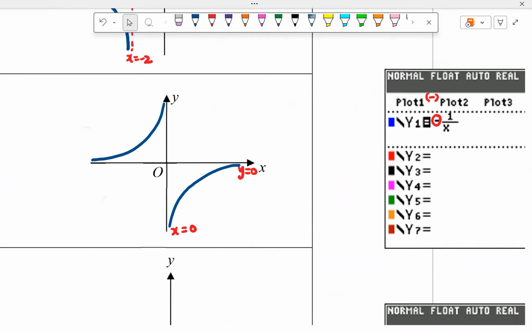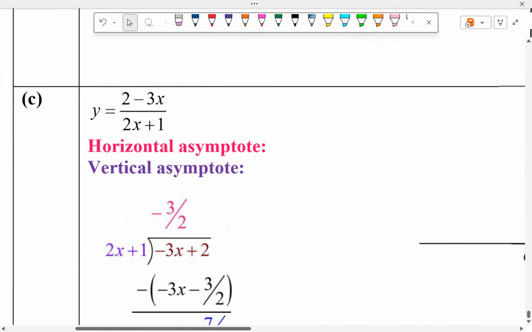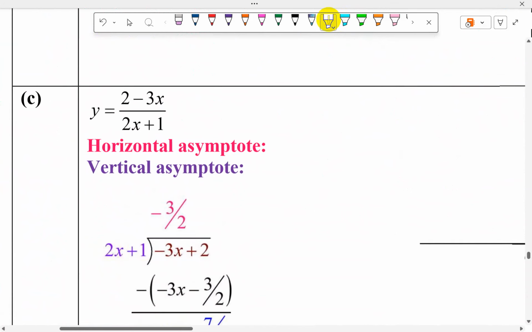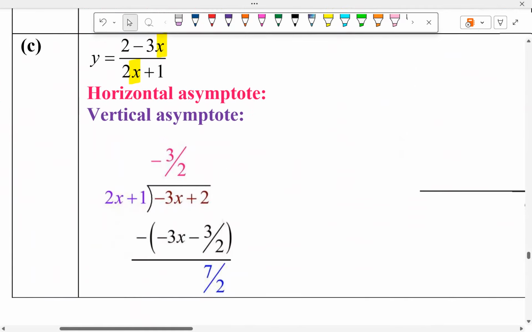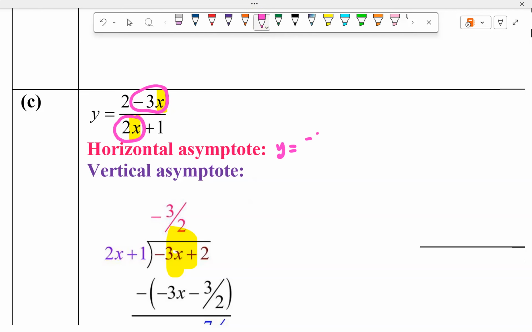Then let's take a look at the third graph. Like I said earlier on, this is improper because there's an x term in the numerator as well as the denominator. So you can either do a long division, which is shown here for you, or you can just use the shortcut. You look at the coefficient of x. The numerator is -3, the denominator is 2. So y equals to -3 divided by 2. This will be the equation of the horizontal asymptote.